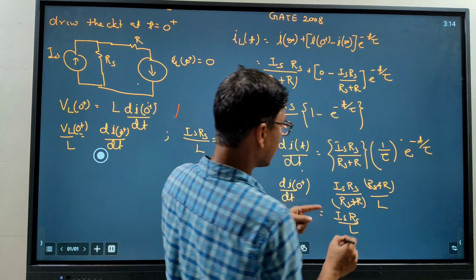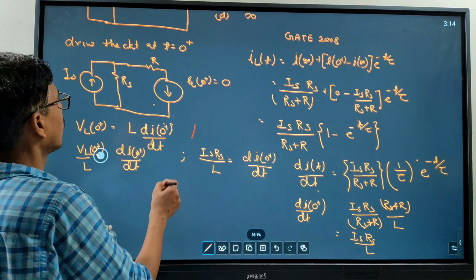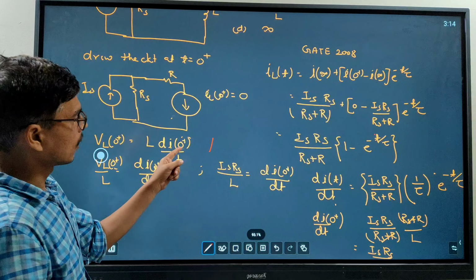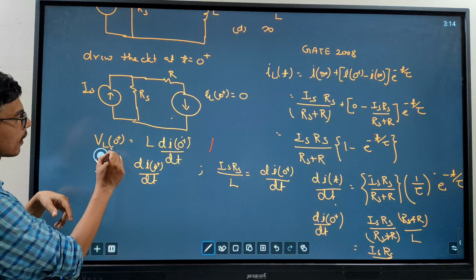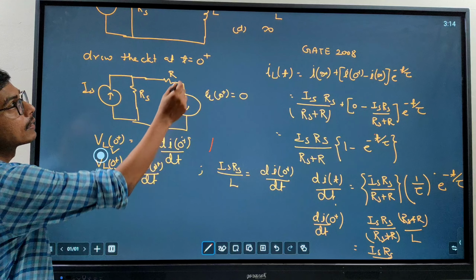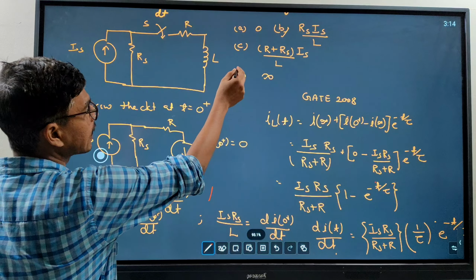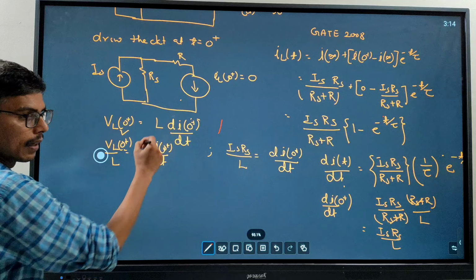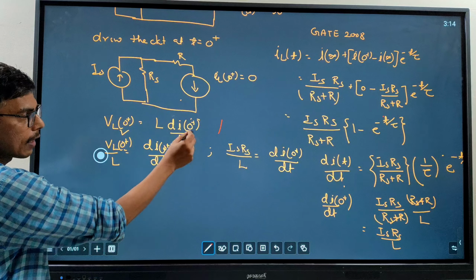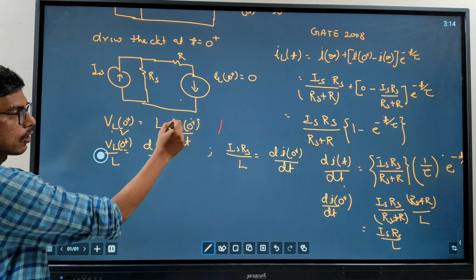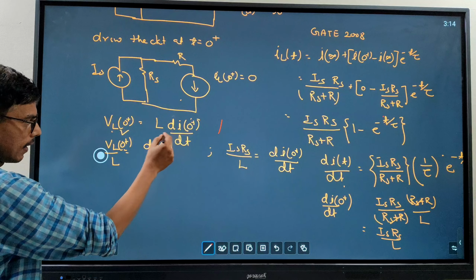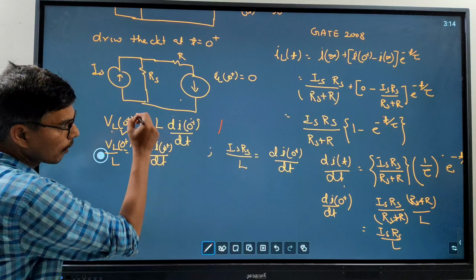This is also the other way. Either you draw the circuit at t equal to 0 plus. Finding the voltage across the inductor is easy because voltage across inductor is related to the rate of change of current. We have to find the rate of change of current, because the voltage depends upon it. So finding the rate of change of current is easy. You can easily find out.